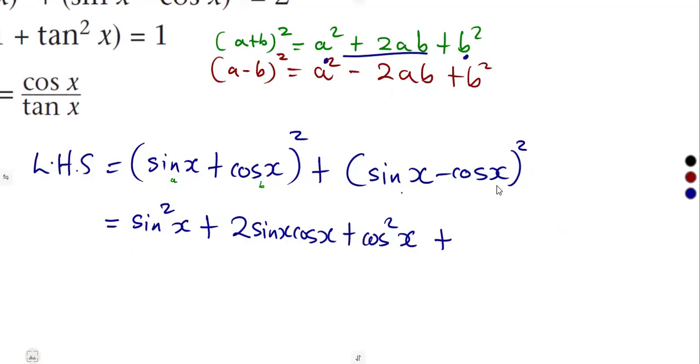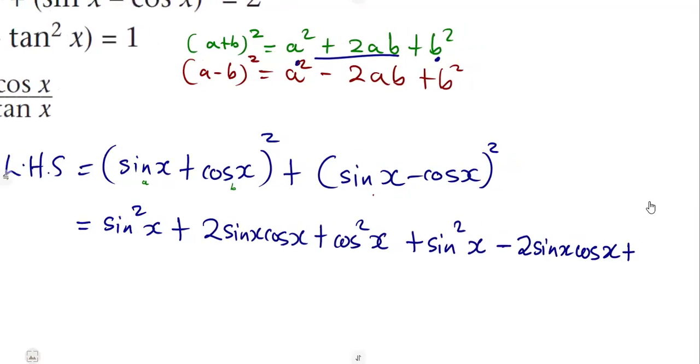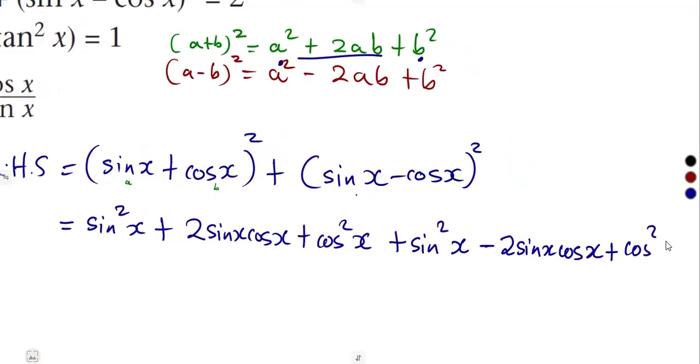Nothing has changed. It's sine and cos. So it is going to remain as sine squared of x, but this time, instead of this 2, we are going to have what? A minus. So it's minus 2 sine of x cos of x plus b squared. The last term is what? B squared. So our b is the cos, so it's going to be cos squared.